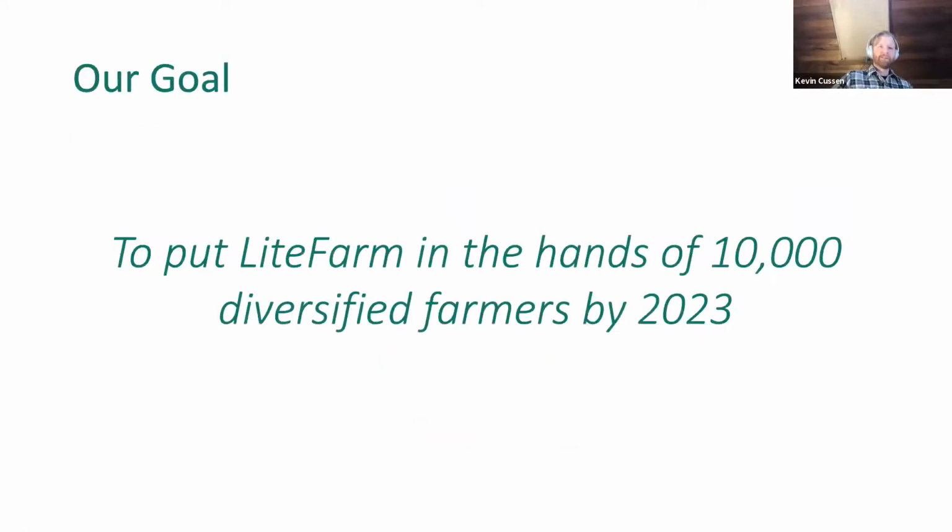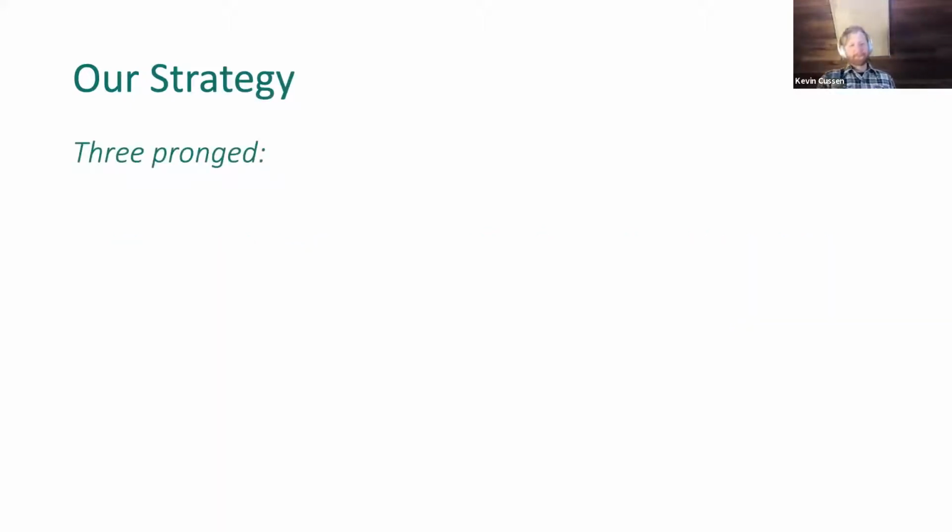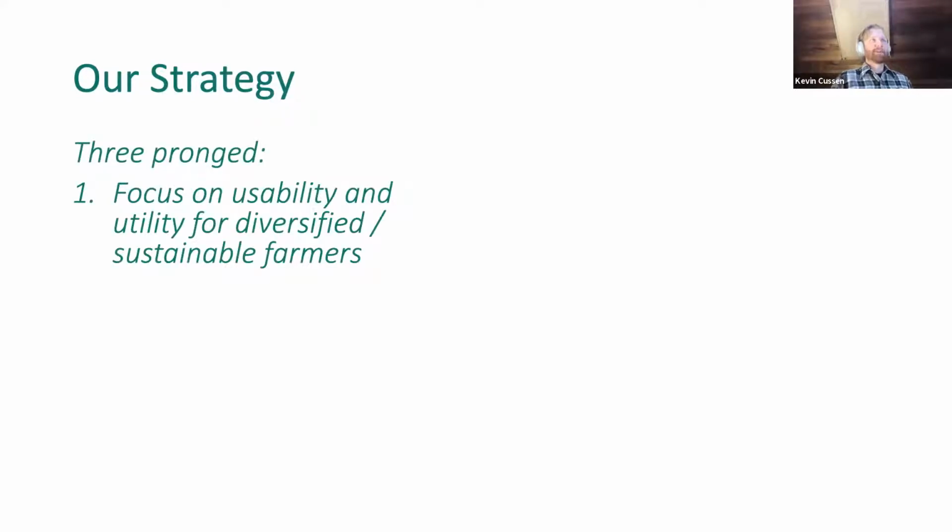What has not changed is that our goal is to put LightFarm in the hands of 10,000 diversified farmers by 2023. We are building an app that is as useful as possible to farmers, and then as a byproduct is useful to researchers that are hoping to work with farmers. The strategy in doing that also has not changed. The first is to focus on usability and utility for diversified and sustainable farmers. So we're building the features that are useful for the farmers first and foremost, and then where we can collect useful data from that, we will then distribute it to researchers that are hoping to learn more about the practices that these type of producers are using.